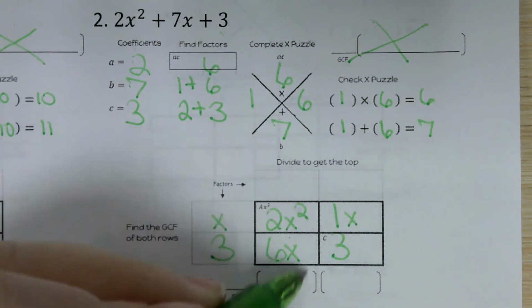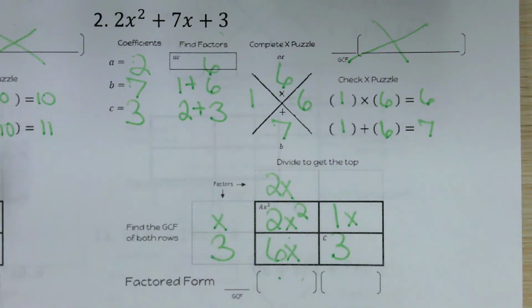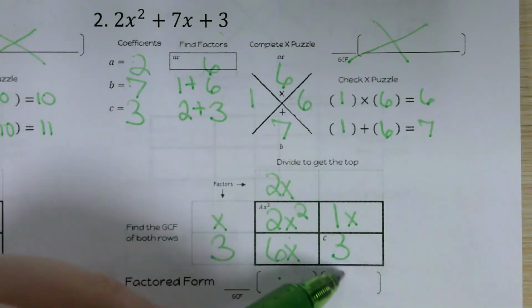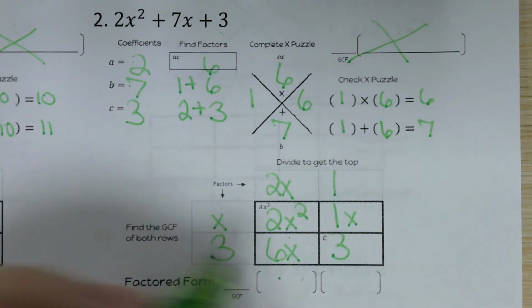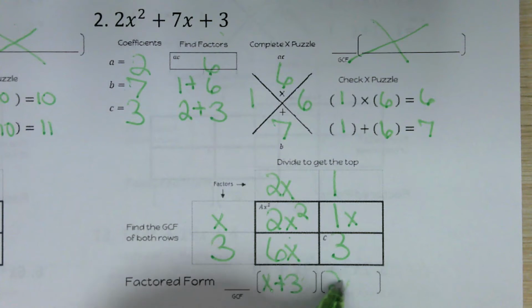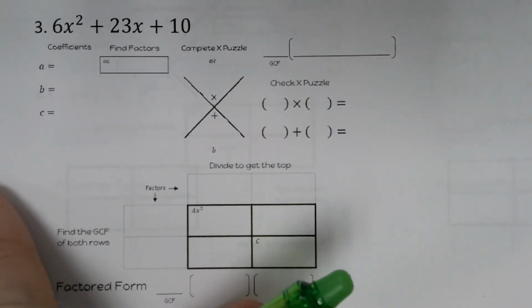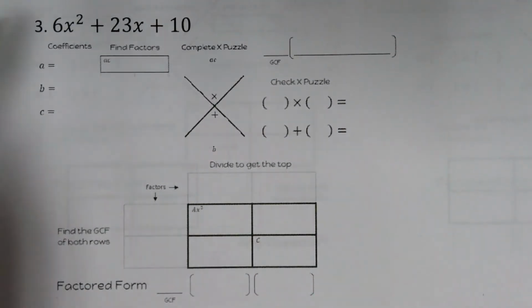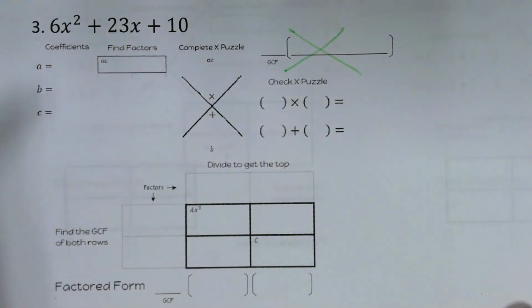Out of the left side, I can take a 2 and an x. And out of the right side, the only thing common is 1. So my factors are x plus 3 and 2x plus 1. One more level 1. Check to see, can I take something out of all of the pieces? I can't, so I don't need my greatest common factor.